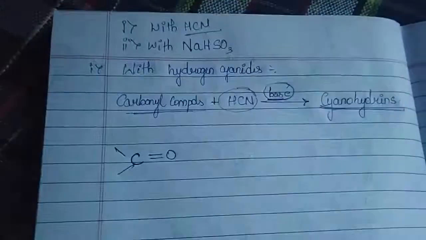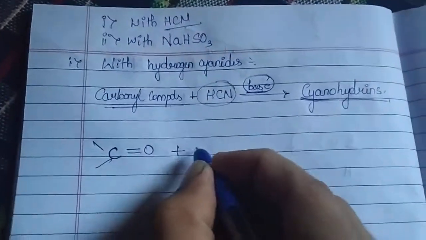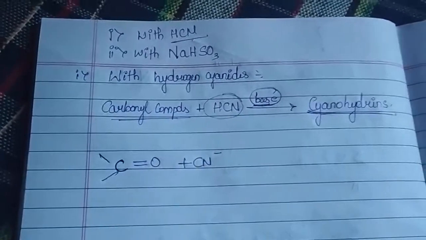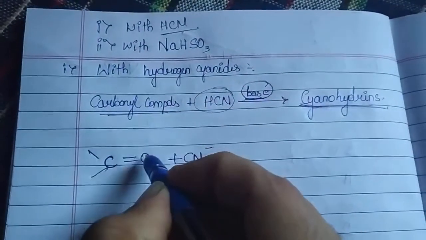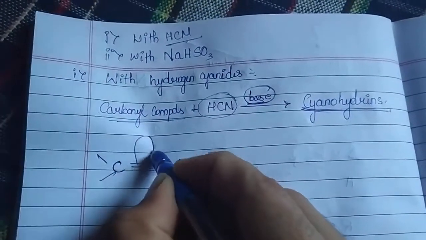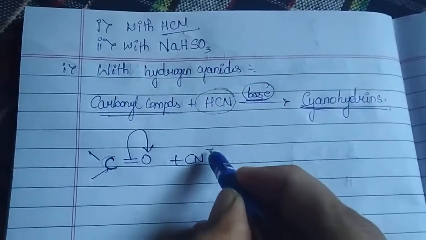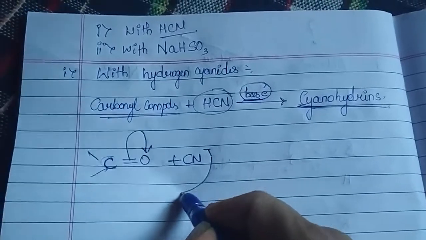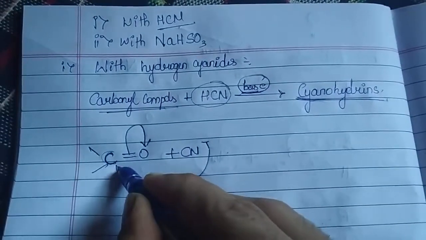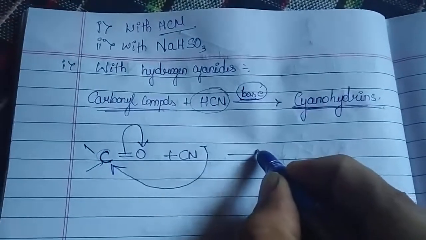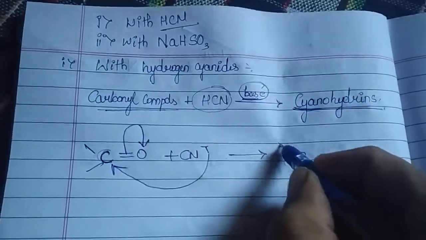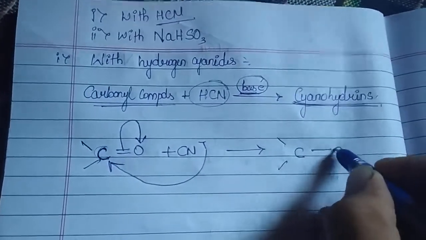CN minus. So what will happen here? CN minus, how is it going to attack? Of course, now this oxygen will take the electrons towards itself, so this carbon will have a positive charge. Always the arrow mark should be from negative to positive. Yes or no? So again, how can you write? You will have CO minus.